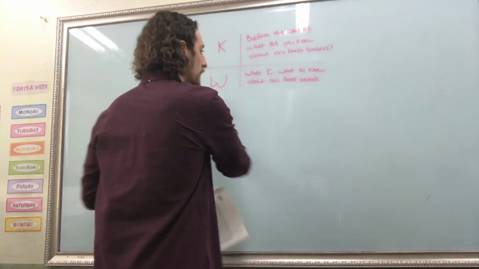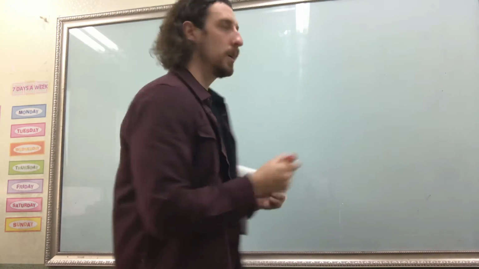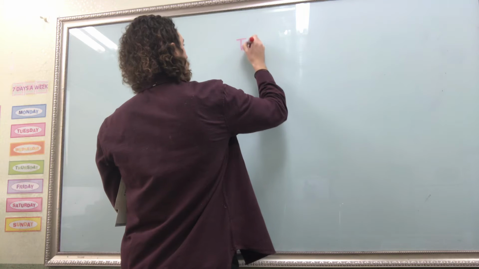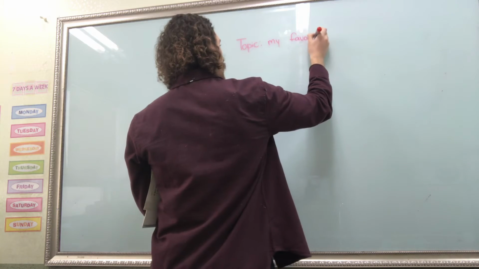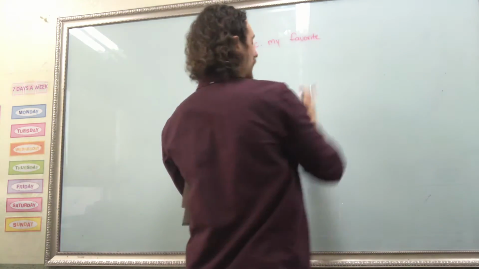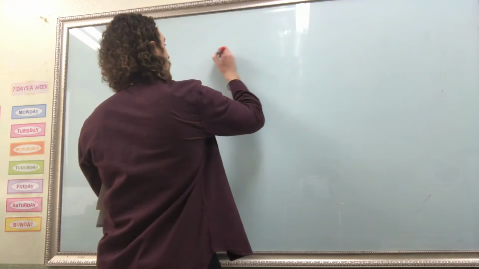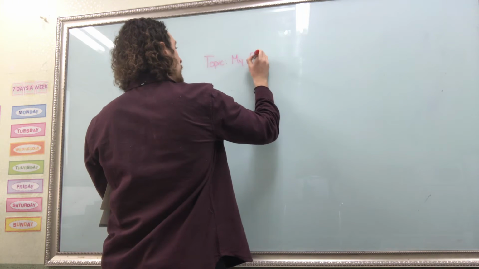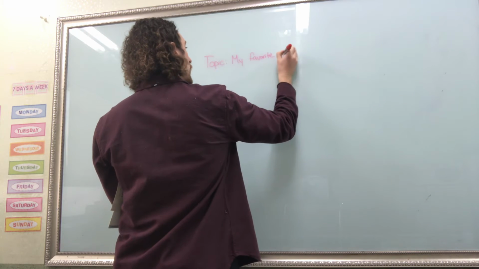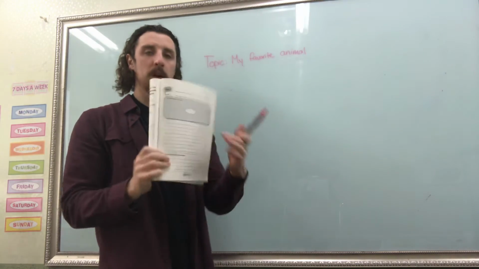Now, on page 77, what we're doing is the brainstorm. Now the topic, what I want you guys to do, my favorite, can we see that? Here, I'll write it a little lower so that glare's not in the way. So the topic, my favorite animal. Okay, so that's what we're going to be writing about in this part right here.